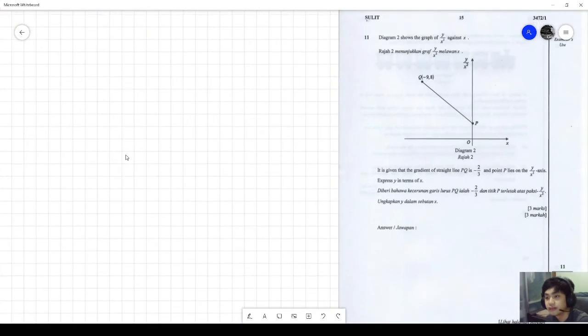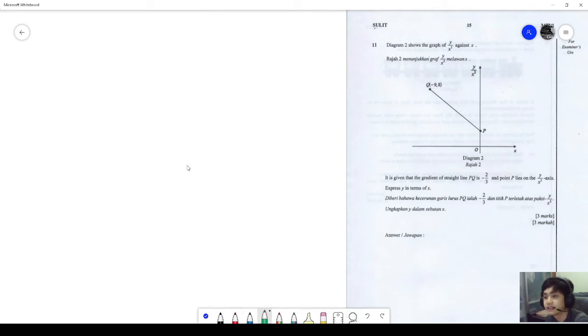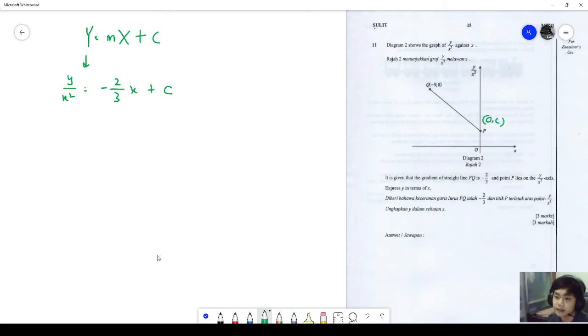Question 11. It is given that the gradient of the straight line PQ is -2/3. Point P lies on the y over x squared axis. Express y in terms of x. So we have here a linearized equation where y equals mx plus c. The y in this case is y over x squared. The gradient is given as -2/3 and x is x, plus c. The y-intercept is c, so this is 0 and c here, this part here.